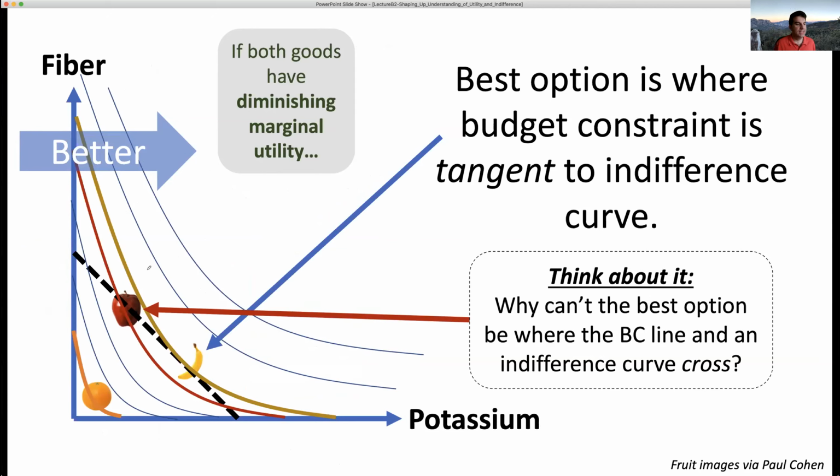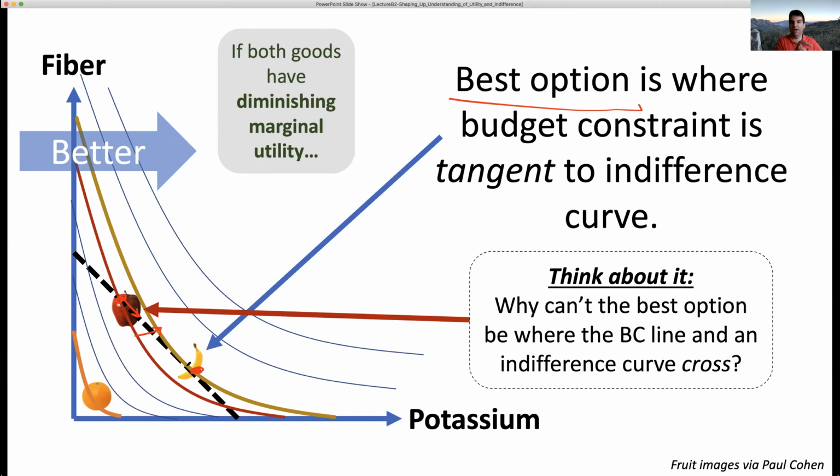Just other things to think about: this point of tangency. You might ask, well, is it possible for the best option, the option that the consumer chooses, to be at an intersection of an indifference curve and the budget constraint line? And I hope you can see that that would be impossible, because if the indifference curve were intersecting, then that would mean that moving along the budget constraint line would necessarily mean finding higher indifference curves. So it really is that point of tangency that's special.